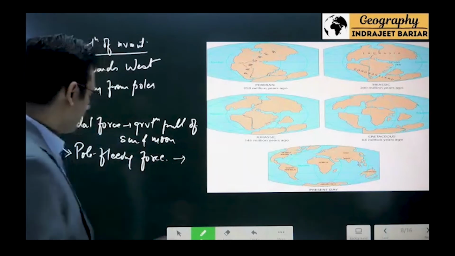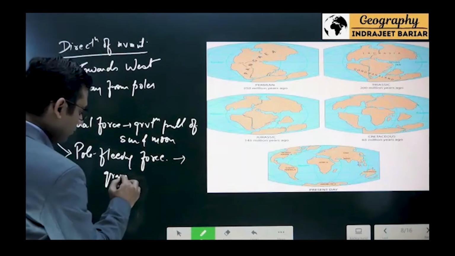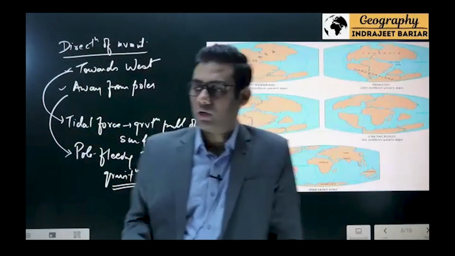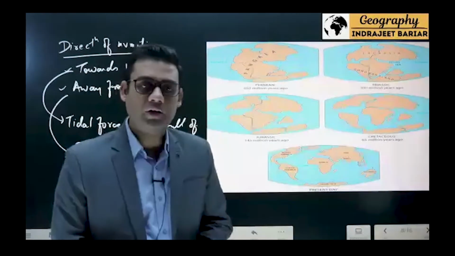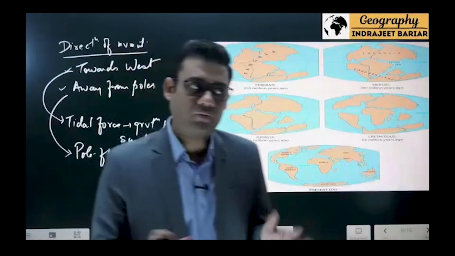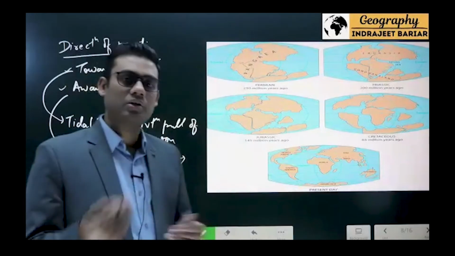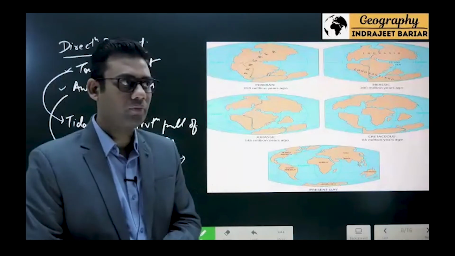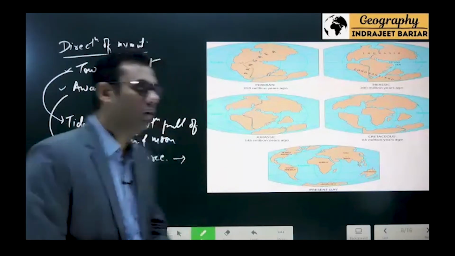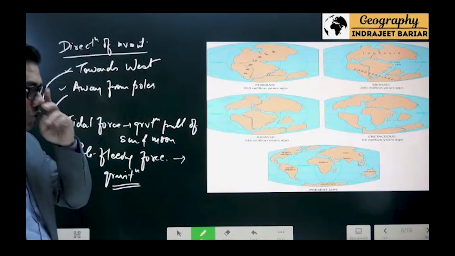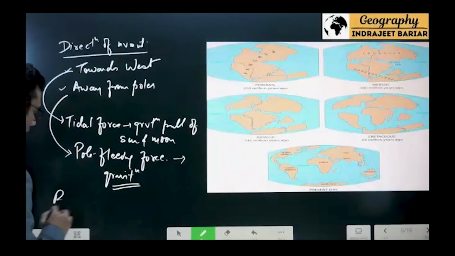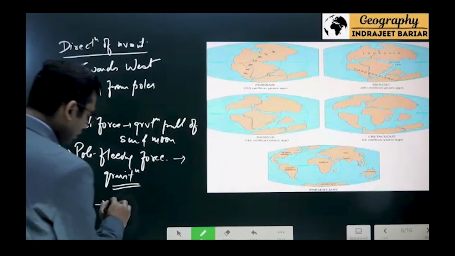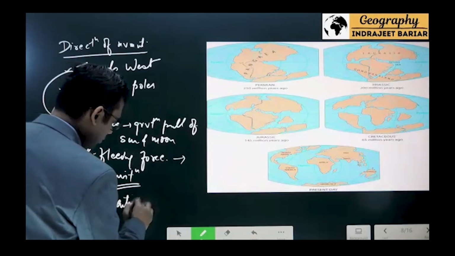Pole fleeing force was mainly due to gravitation, because the Earth does not have a regular shape. It is an oblate spheroid, and its gravitational field at different places is different. From these variations in the gravitational field, the pole fleeing force is generated. So these were the two forces and the direction of movement. Along with that, for braking, he used centrifugal force.